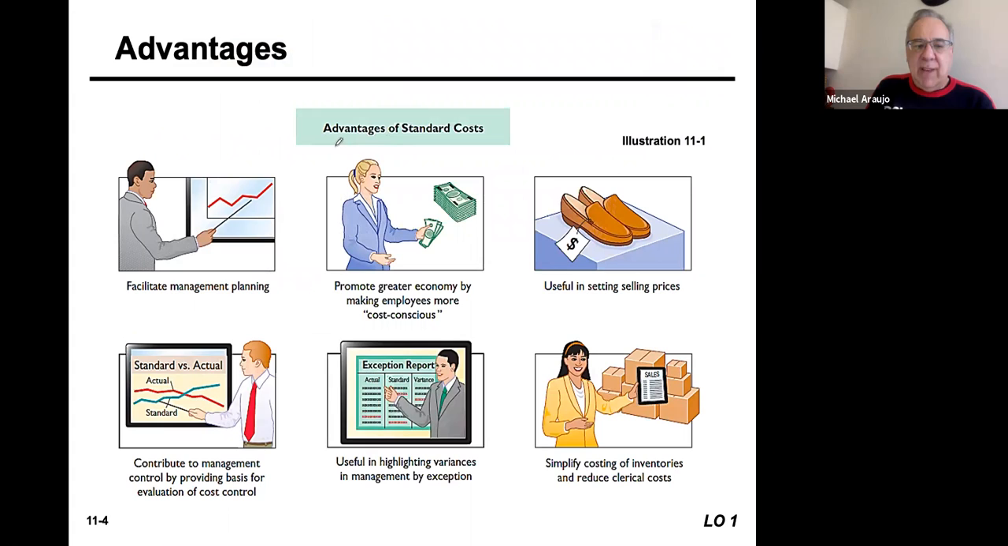There are a lot of advantages to using standard costs, particularly for management. It helps for planning. It promotes greater cost consciousness among employees because everyone can understand that one unit costs a certain amount as a standard. It's also very useful in setting appropriate prices to sell your finished goods, because obviously you want to make as large a profit margin as you can.